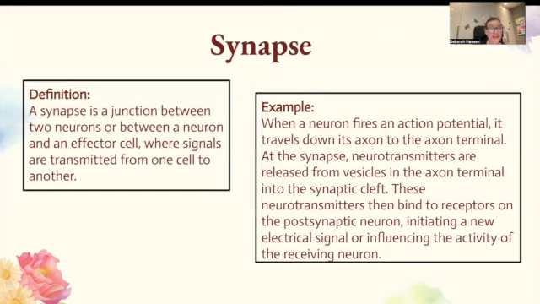Synapse. A synapse is a junction between two neurons or between a neuron and an effector cell, where signals are transmitted from one cell to another. When a neuron fires an action potential, it travels down its axon to the axon terminal. At the synapse, neurotransmitters are released from vesicles in the axon terminal into the synaptic cleft. These neurotransmitters then bind to receptors on the postsynaptic nerve, initiating a new electrical signal or influencing the activity of the receiving neuron.